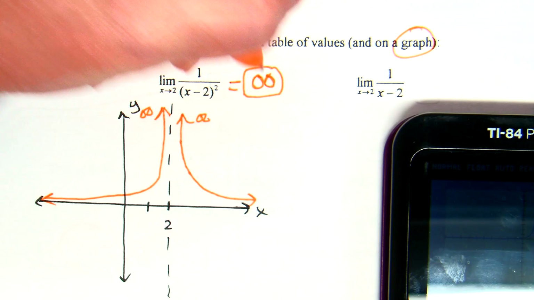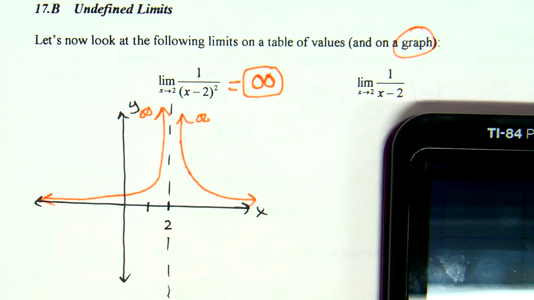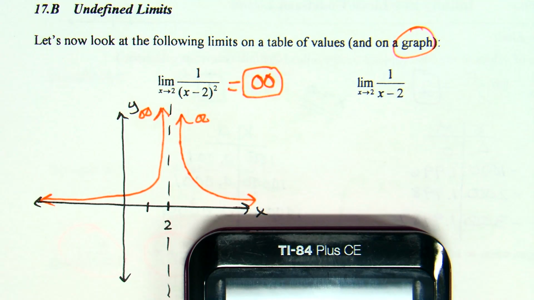Okay? Because it didn't specify as x approaches 2 from the left or the right, we have to check both sides to make it work. Make sense? Okay. So now let's regraph it. Basically drop off the square, right?